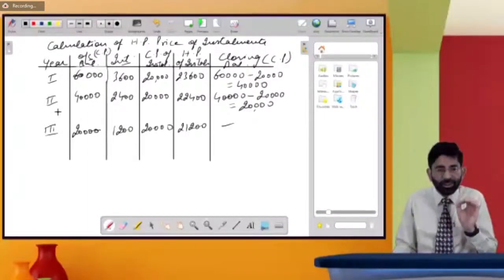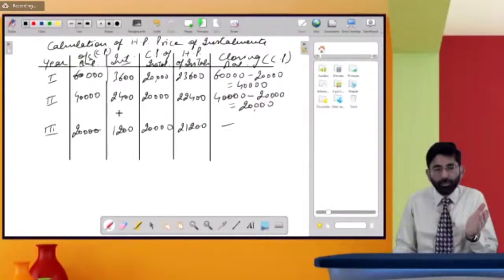You have to mention year 1, 2, 3, whatever it is. You have to mention opening balance, outstanding balance. This opening outstanding balance of cash price will be taken as a base for calculation of interest, beta. So interest will be 6% on this opening balance. So it is 3,600, 2,400 and 1,200.